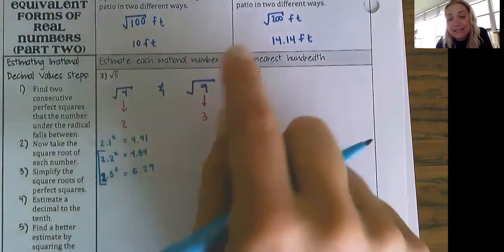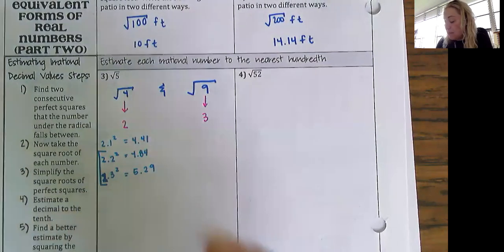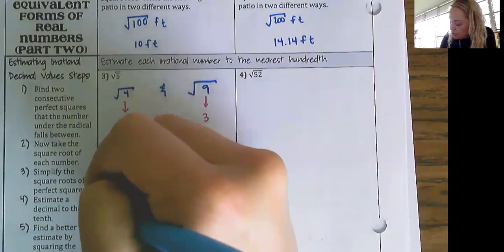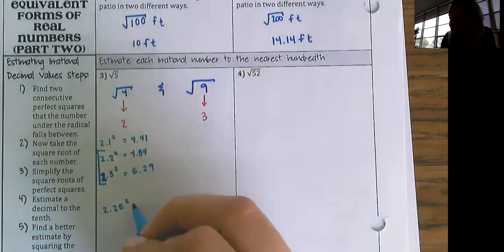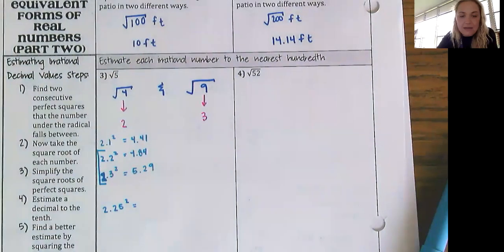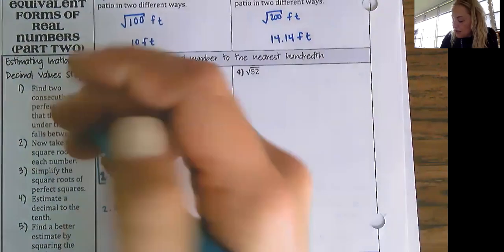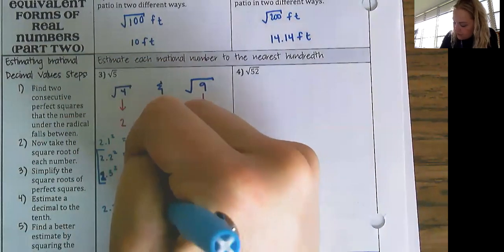Remember, we're trying to find this to the nearest hundredth, and right now we're checking the tenths. So what does that mean? It means now we need to go between 2.2 and 2.3. How do we do that? Let's start by doing 2.25 squared. I know that that's halfway between the two of those things. So I'm going to type in 2.25 squared. And I get 5.0625.